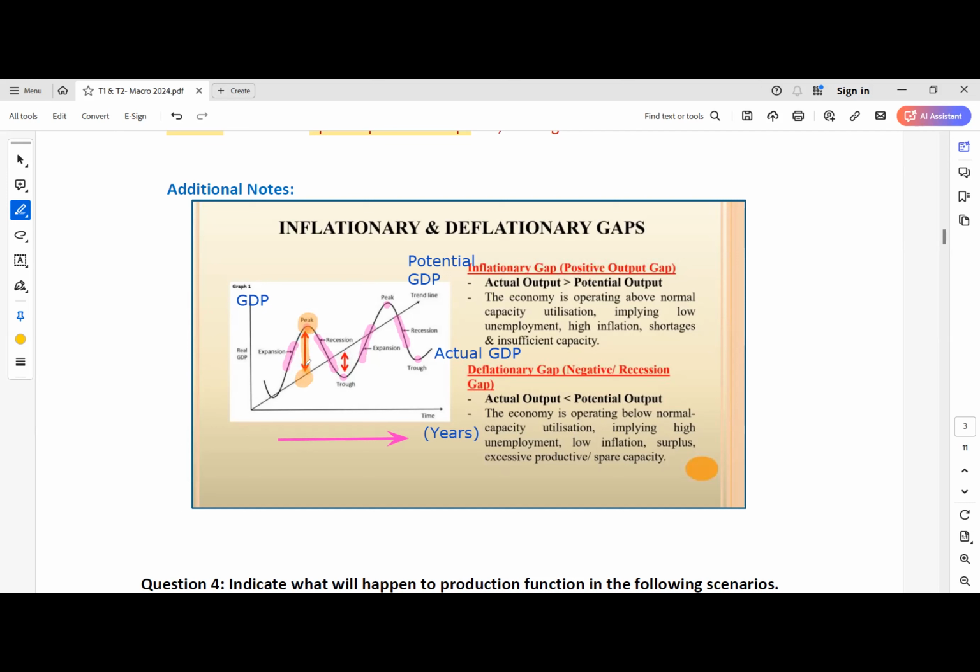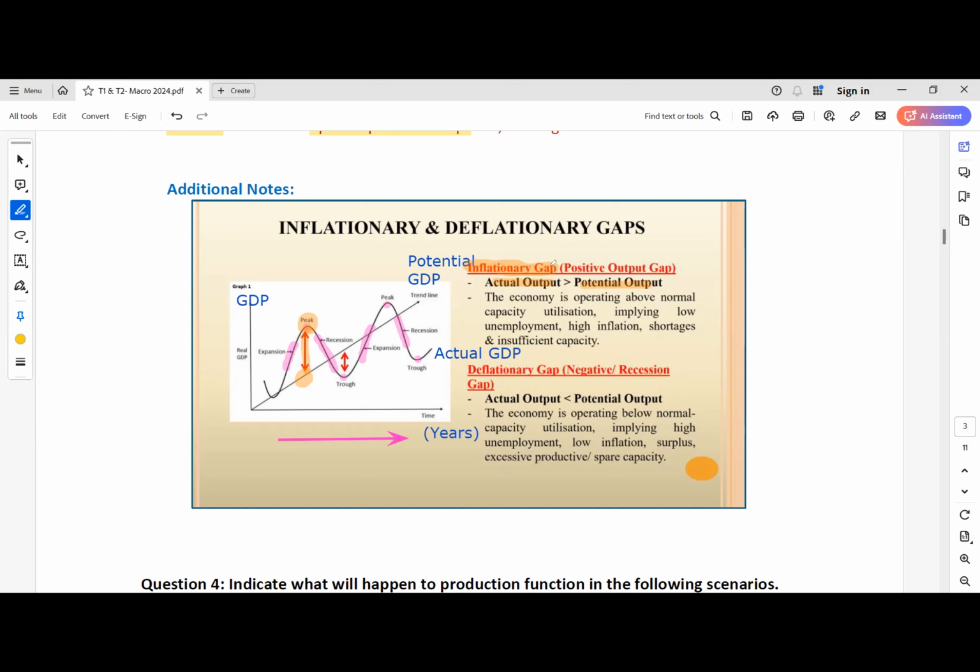So do you see a gap? We call it an inflationary gap. So one term over here: when my actual GDP or actual output is larger than potential output, I say that is an inflationary gap. That means we call it a positive output gap. You are producing way beyond your capacity.